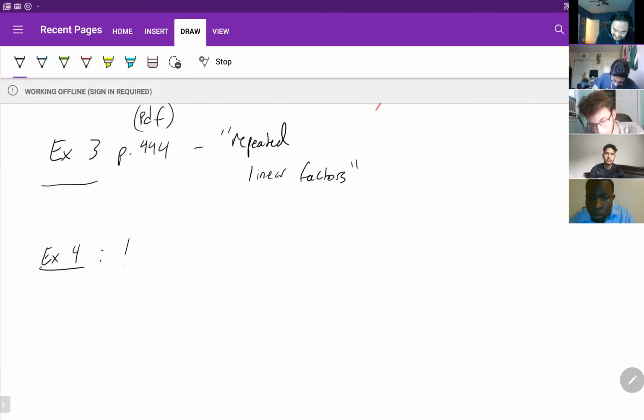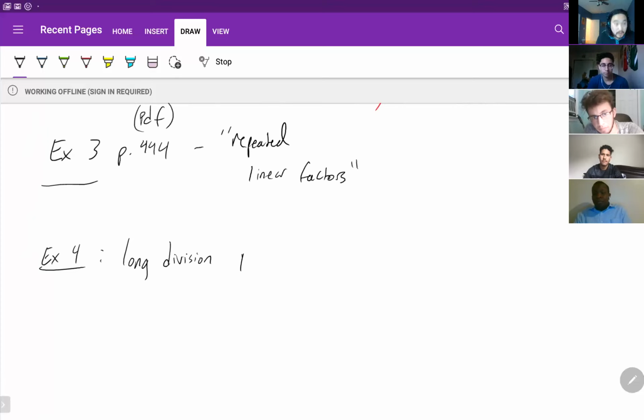Example 4 is long division, which I don't even think is a thing anymore, which is crazy. They don't teach kids how to long divide. I hate it. The reason you need it is that for this, you need to know how to long divide polynomials. It's on page 445. It's a really cool example. It's when the degree on top is bigger than the degree on bottom. You have to divide it, and you get a fraction, which you can then do partial fractions on. It's gnarly. I love it.